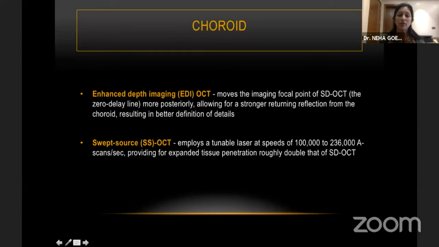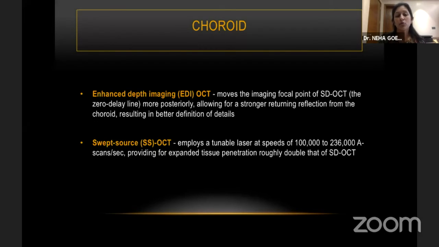Now, next, coming to the visualization of the choroid. There are two current methods by which we can do this. First is the EDI, or the enhanced depth imaging OCT. Now, this moves the imaging focal point of the spectral domain OCT, that is the zero delay line, more posteriorly, allowing for a stronger returning reflection from the choroid, resulting in better definition of details. This is what we have on our Heidelberg Spectralis.